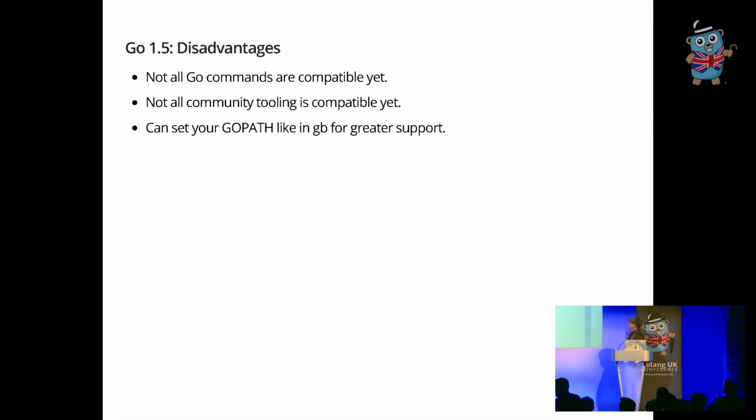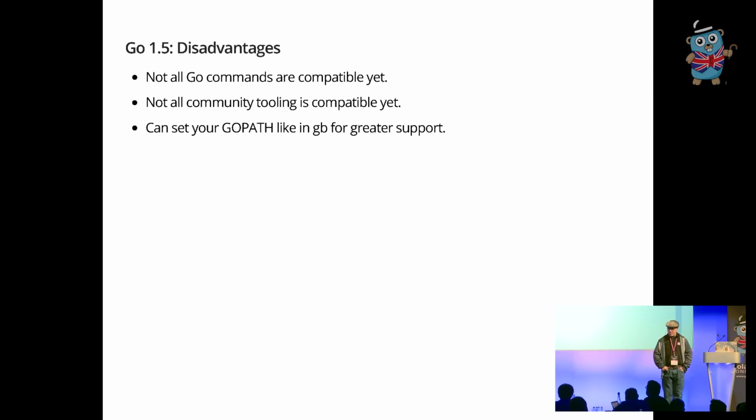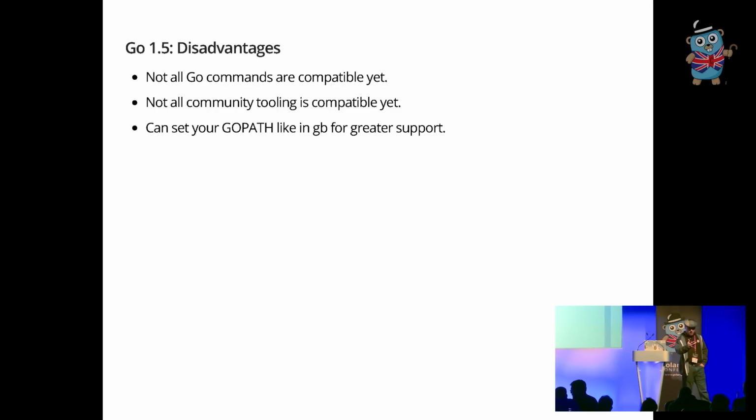So my only disadvantage here for the 1.5 right now is that not all the Go commands are compatible yet. Building and testing are working. Go install is working. We still have to get the community tooling up to speed with this as well, but you're already seeing that happen.